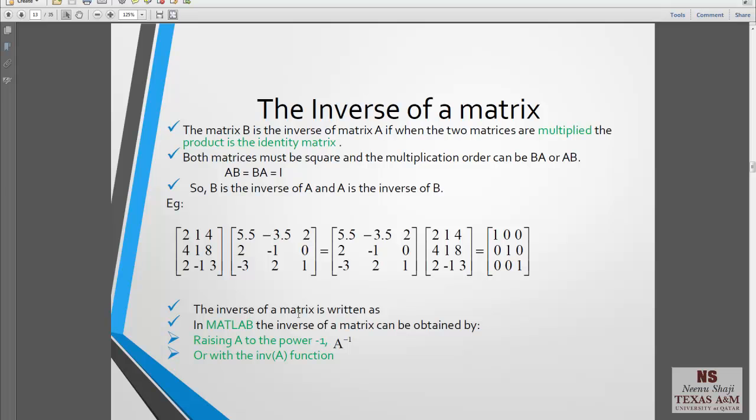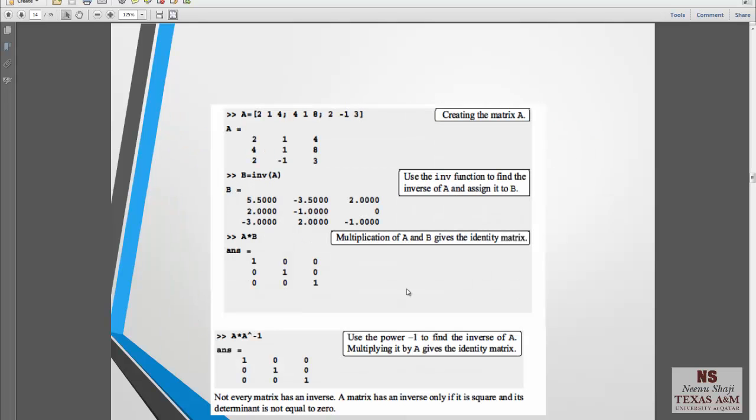Now, the inverse of a matrix is written as A to the negative 1. In Matlab, inverse can be obtained by raising A to the power negative 1 or with the inv function, inv of A. We have A, which is a square matrix, and we know the inverse exists. So we find it using inv command. When we multiply A with B, we get the identity matrix. Here is another example. A is multiplied with the inverse of A. We get the identity matrix here.